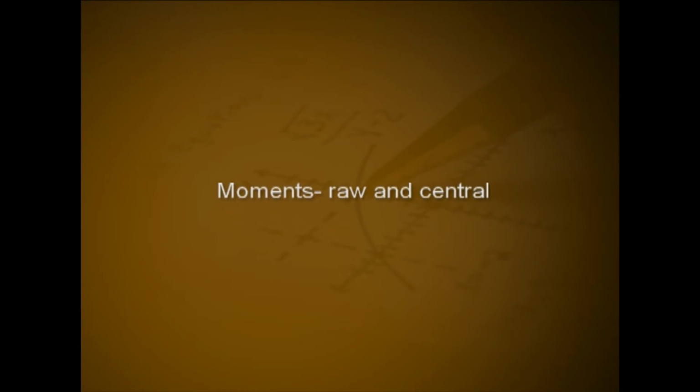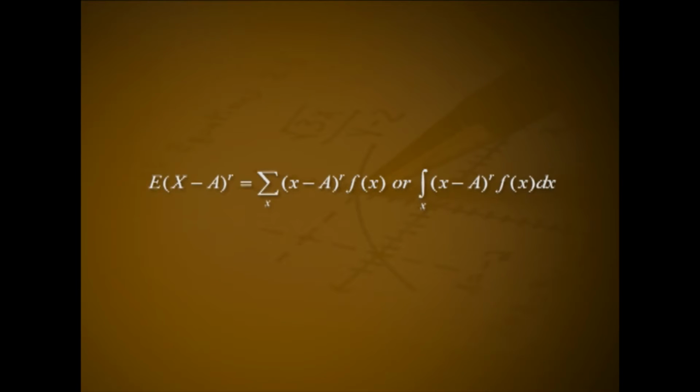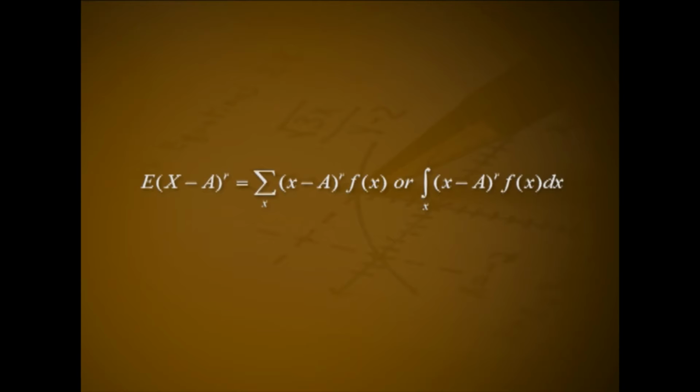Moments, raw and central. Let X be a random variable with PMF or PDF f(x), and let a be any constant and r any non-negative integer. Then expectation of (X minus a) raised to r, that is equal to summation over (x minus a) raised to r into f(x), or integral over (x minus a) raised to r f(x) dx, according as X is discrete or continuous, is called the moment of X about a, denoted by mu r dash of a, provided the summation or integration exists.